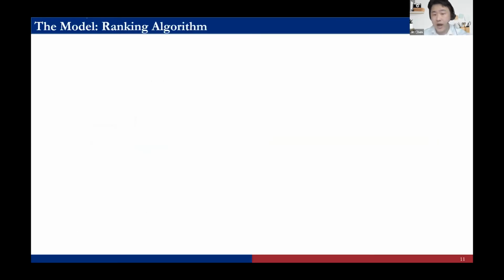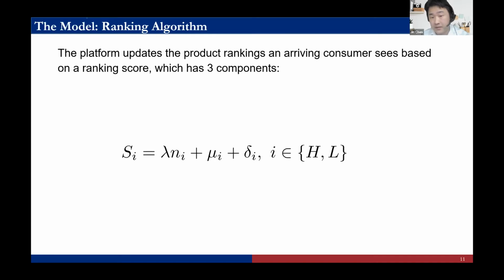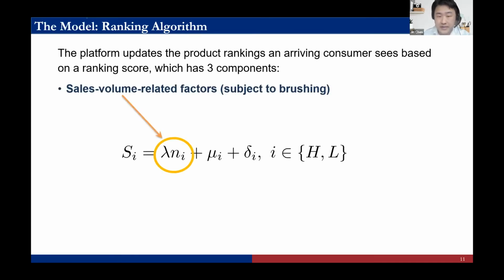And next, we describe how the product rankings are generated. In each period, the platform will update the product rankings that arriving consumers can see according to a ranking score, S_i, which has 3 components.